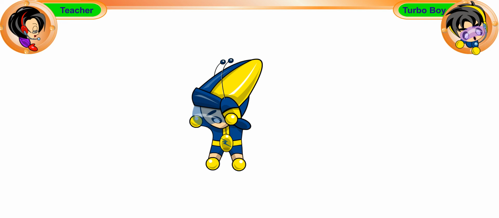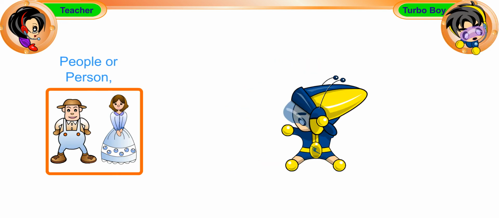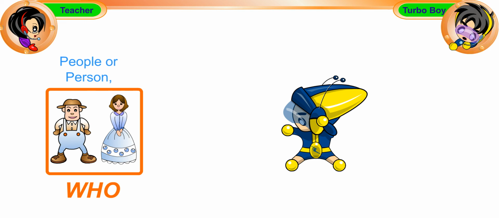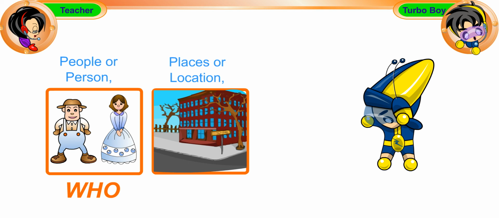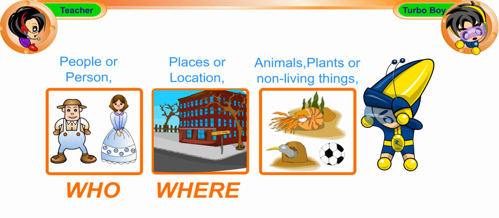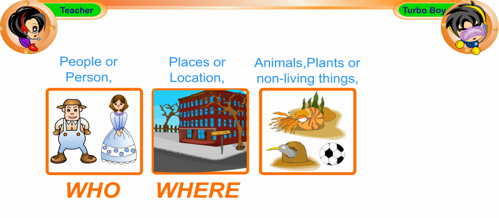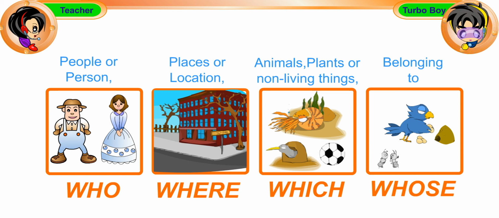If it is talking about people or person, we must use who. If it is talking about places or location, we use where. If it is talking about animals, plants, or non-living things, we use which. And finally, if it is talking about belonging to, we use whose. Well done!